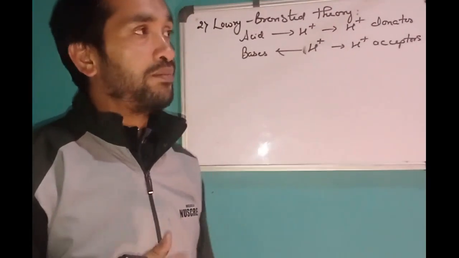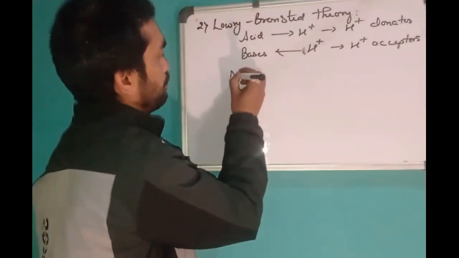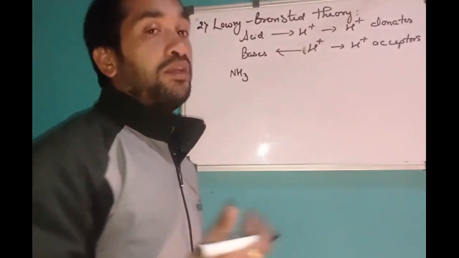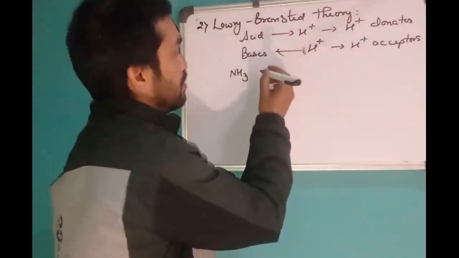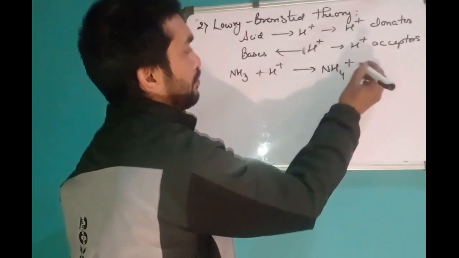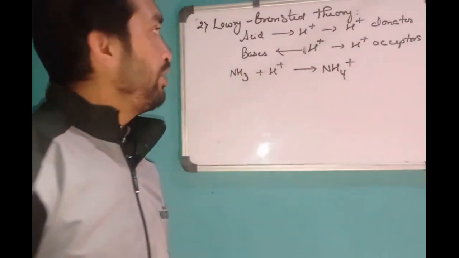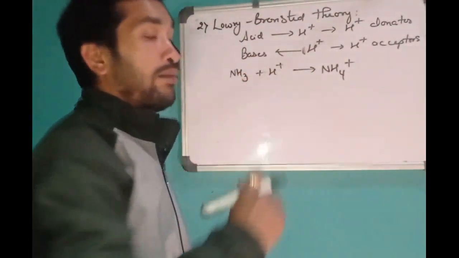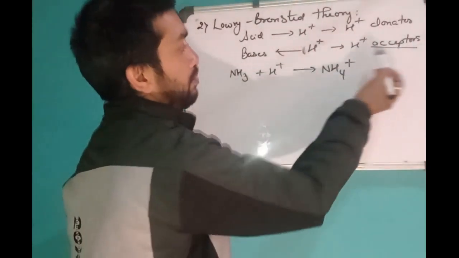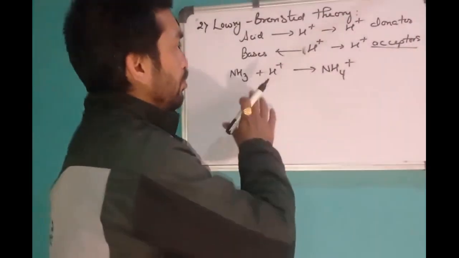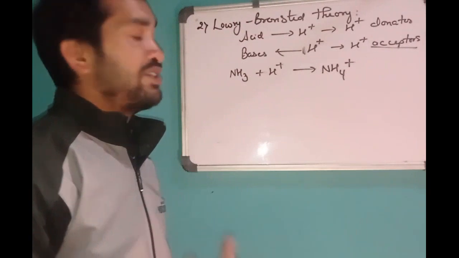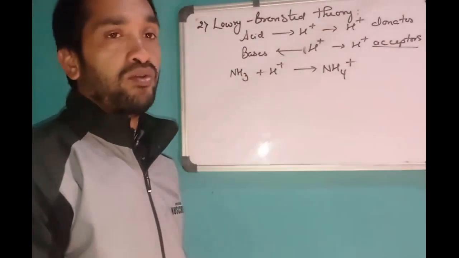For this also I will give you an example. Let us take the example of ammonia. Ammonia never gives H positive ion. It always accepts H positive ion to become ammonium ion. So according to Lowry-Bronsted theory, ammonia is a base. Why? Because ammonia accepted H positive ion, so ammonia is a base. I hope it is clear. And acids are those which donate H plus ion, that you already know.